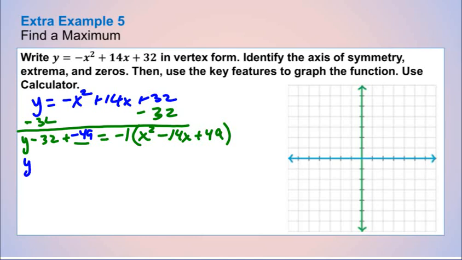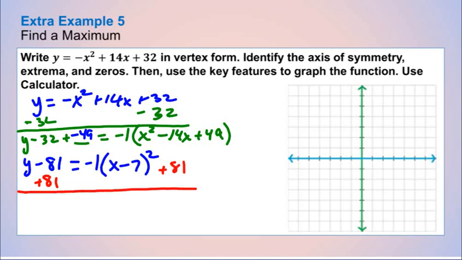That's going to give me y minus 32 plus a negative 49. That gives me a negative 81. So y minus 81 equaling negative 1 times x minus 7 squared. Now I can get y by itself by adding 81 to both sides. So my vertex form would be y equals negative (x minus 7) squared plus 81.